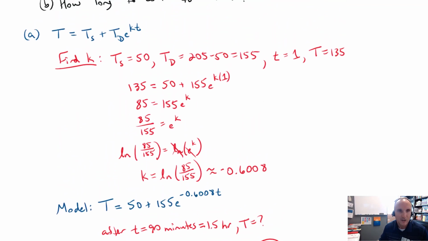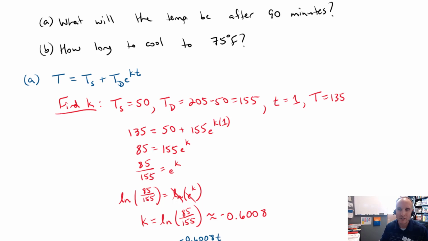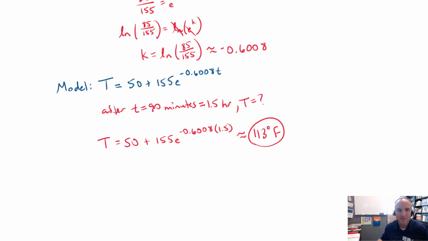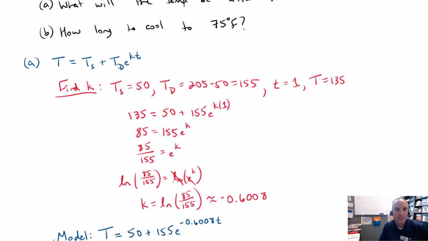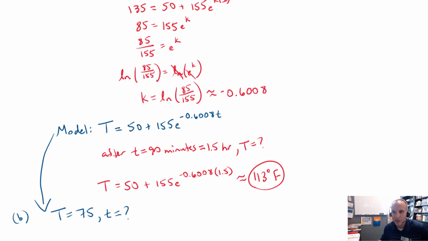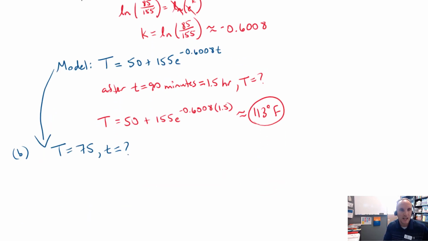All right, now part B says, how long will it take to cool to 75 degrees Fahrenheit? Well, we've already done so much of the work for part B because we have our model. So we use the same model in part B because we know our K value now. So again, we want to figure out how long, so that's a time, how much time does it take to cool to a temperature, capital T, of 75. So we know capital T is 75 degrees Fahrenheit, and we want to find the lowercase t, which will be measured in hours.